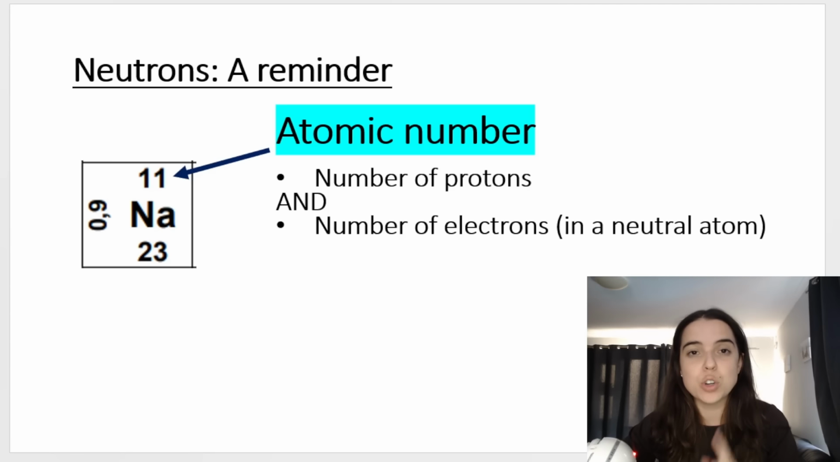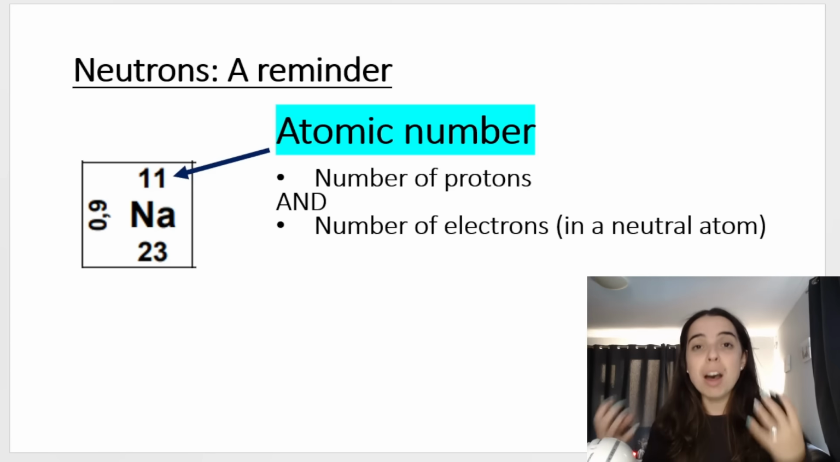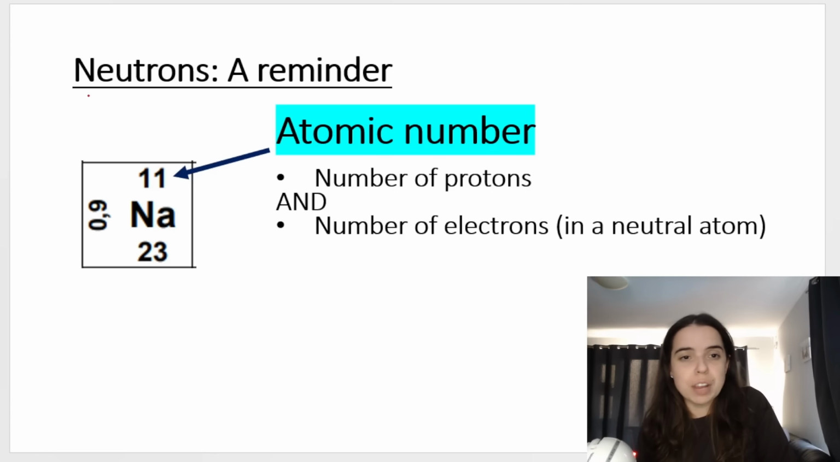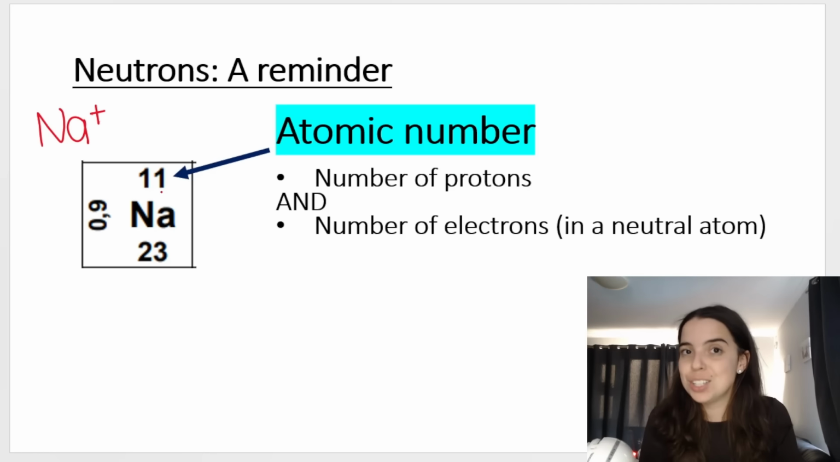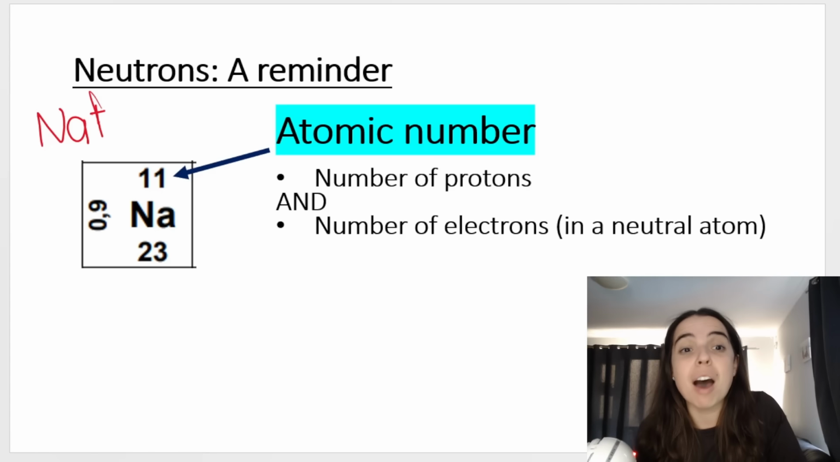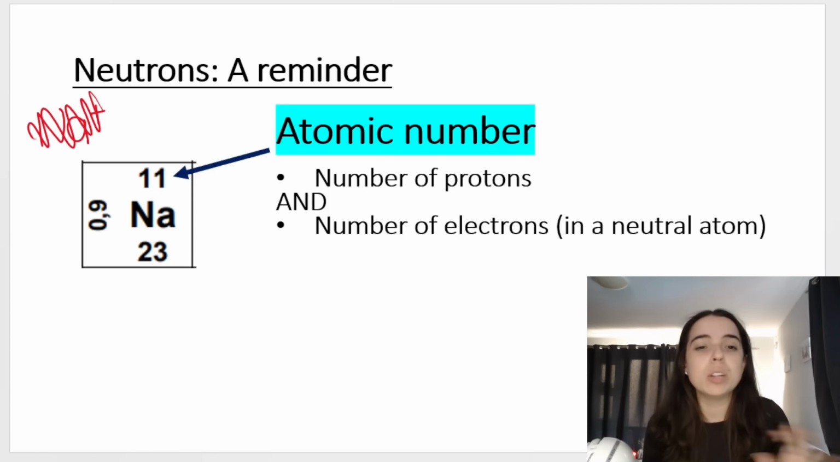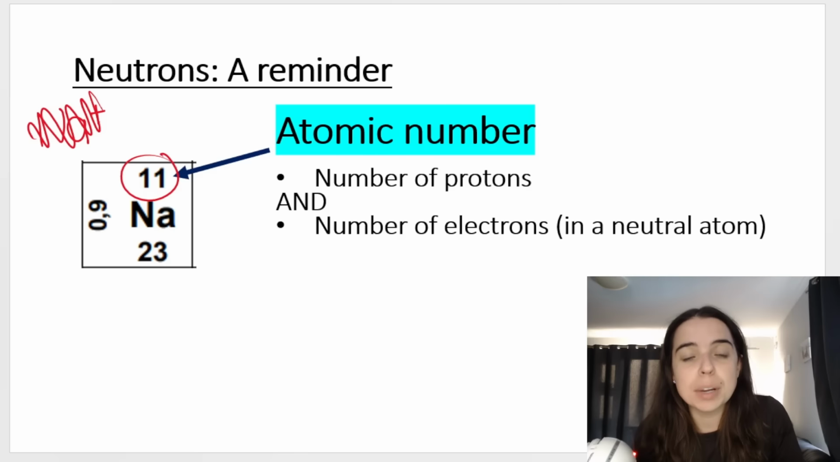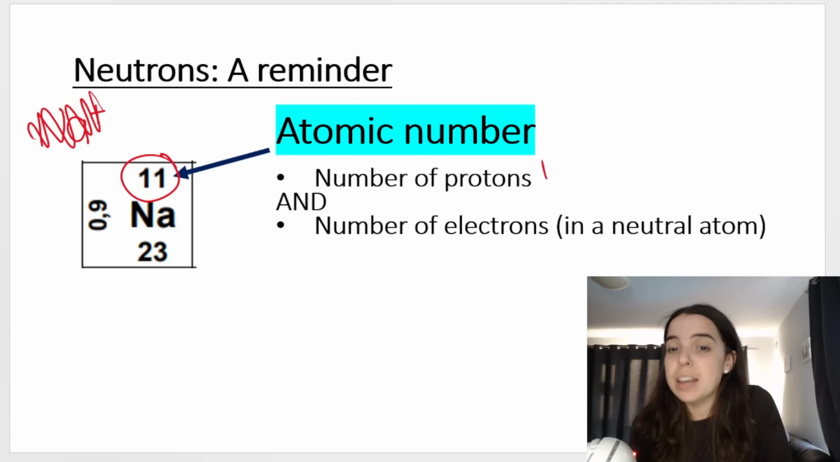Note I'm not saying the sodium ion. The sodium ion would have a charge of Na+, and therefore the number of electrons would be different. It would have lost an electron. If you're confused about this, you have to go watch my previous videos, but we're not talking about the ion. We're talking about just the plain old atom. This number over here, the atomic number, 11, tells me that I have 11 protons and 11 electrons.